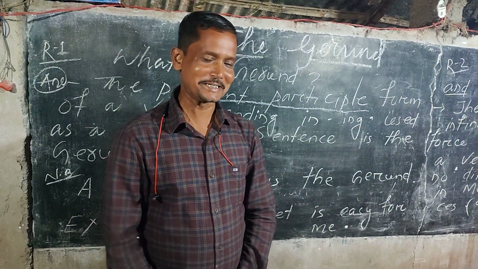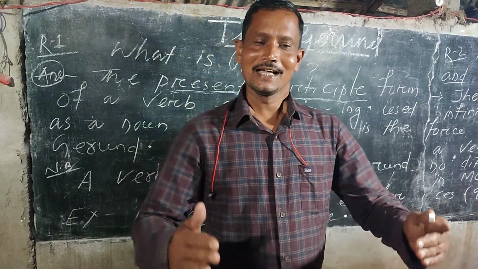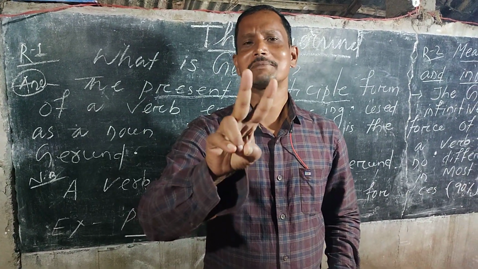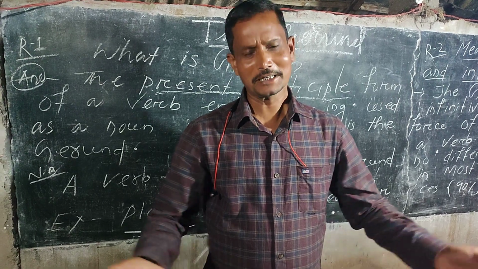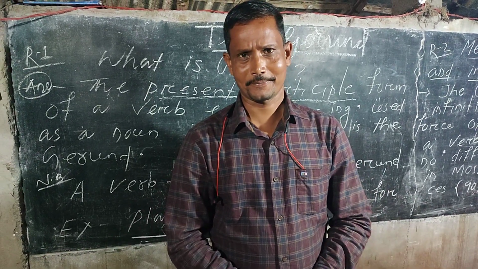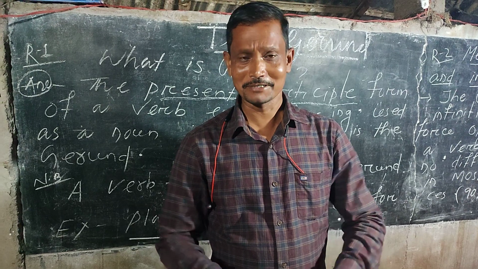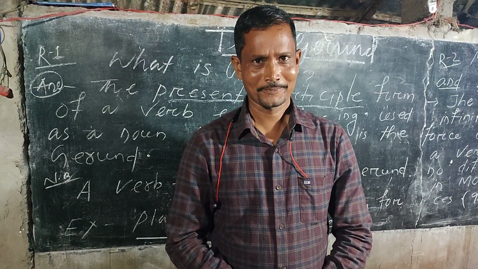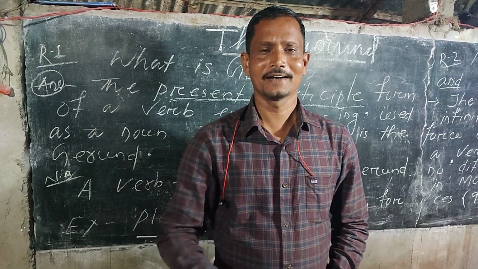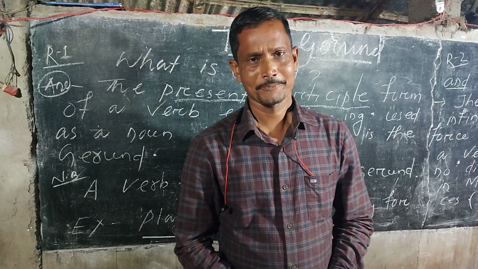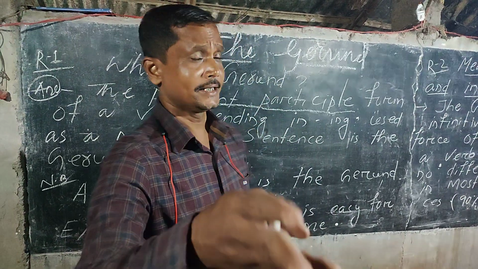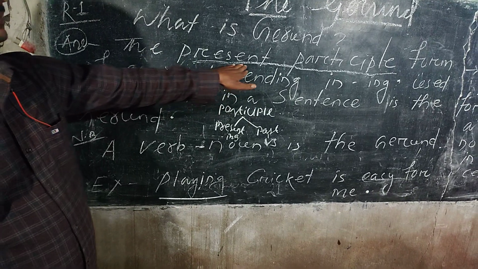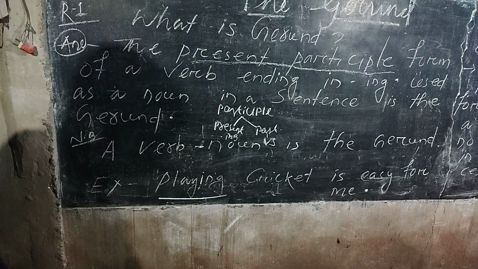So far as the participle is concerned, you may have knowledge that there are two types of participles: present participle and past participle. What is present participle? That means the ing form of the verb. That is known as present participle. And V3, that is known as past participle. But here, the topic of today is the gerund. That means only the present participle form of a verb.